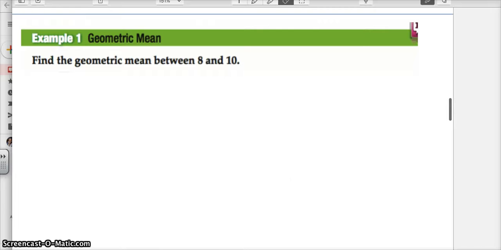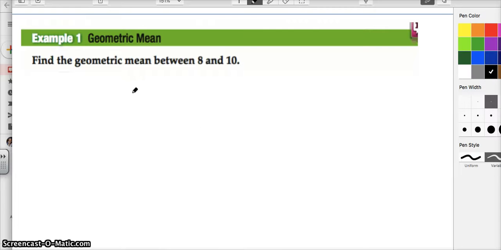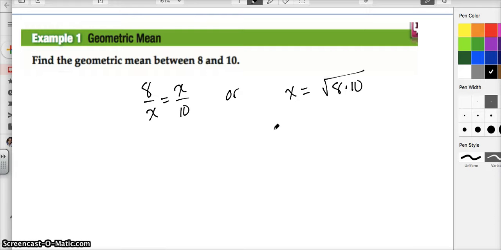So here we can apply our knowledge of the geometric mean. One way we can do it is to set it up as 8 over X is equal to X over 10 and solve that. Or we could simply say that X is equal to the square root of 8 times 10, because that's ultimately where we're going. So let's talk about how we would do this. Obviously, if we cross multiplied here, we'd eventually get here. So I'm just going to start with X is equal to the square root of 8 times 10. So X is equal to the square root of 80.